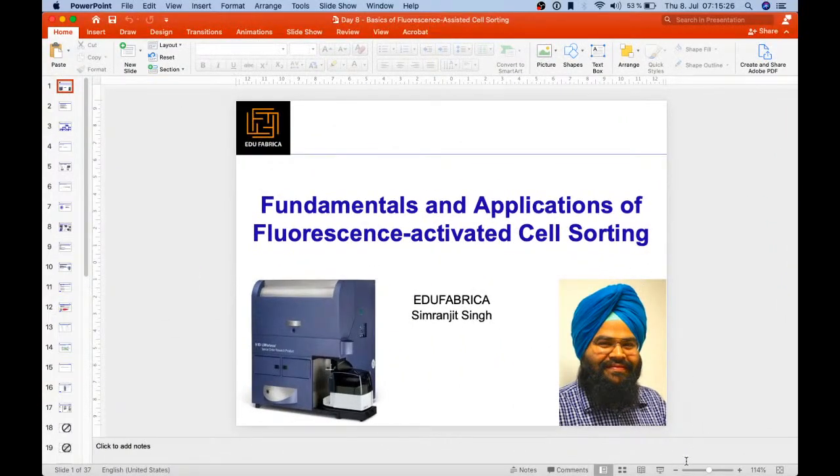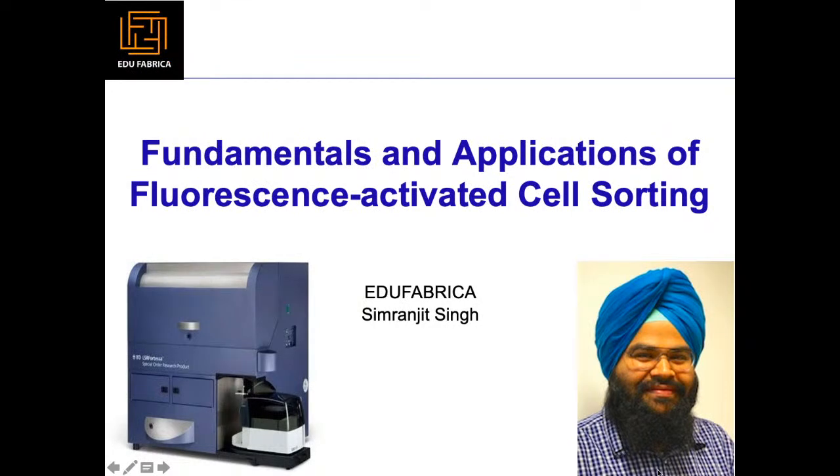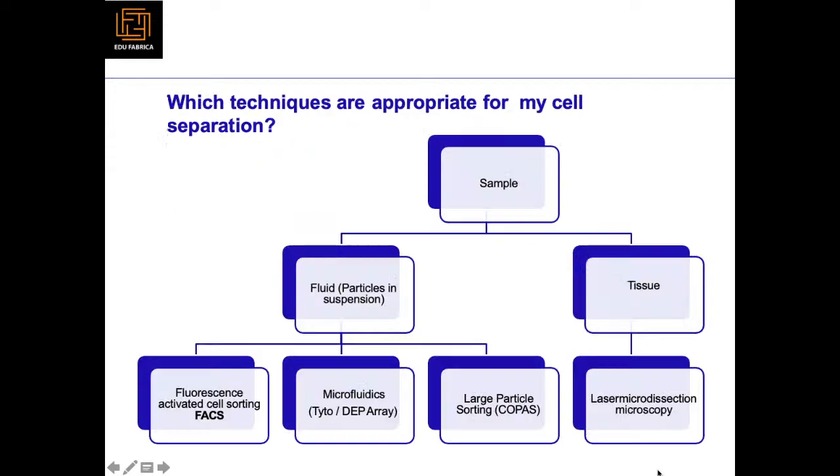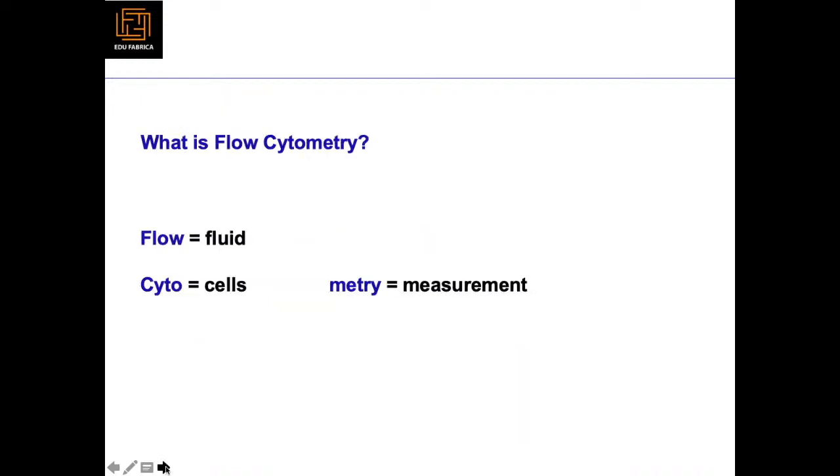So this is the fundamentals and applications of fluorescence activated cell sorting. This technique is appropriate for any cell separation. You have two types of samples, fluid and tissue. Within the fluid particles, you can differentiate your cells with the help of FACS analysis, the microfluidic technique, and large particles with the COPAS. Whereas tissues are possible with the laser microdissection microscope. Our focus here is mainly on FACS analysis.